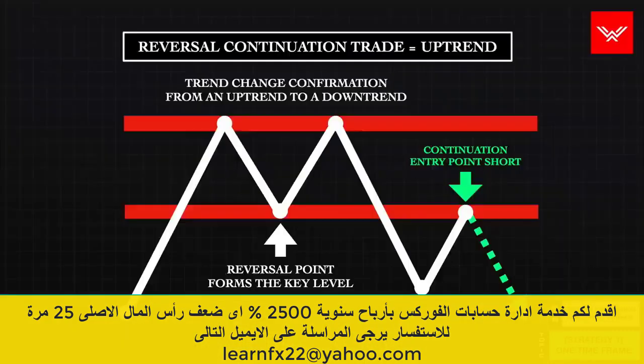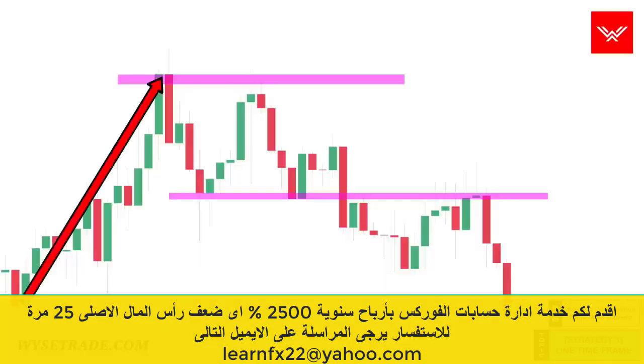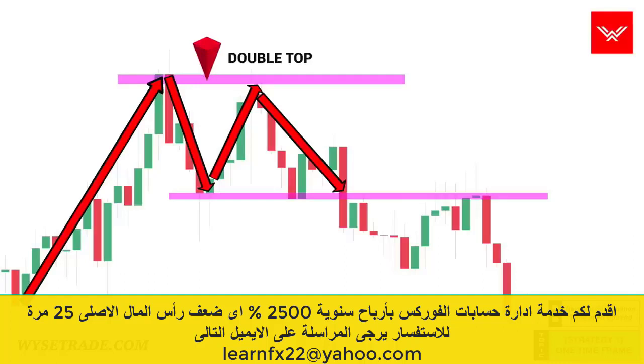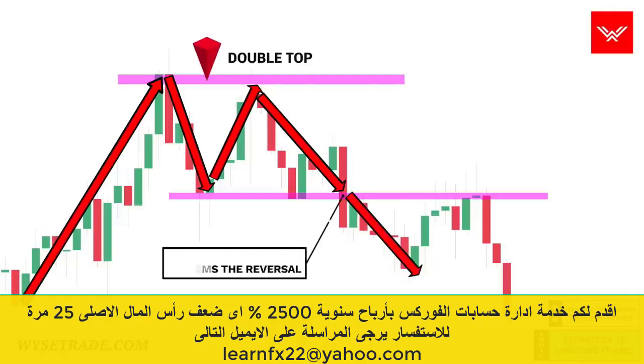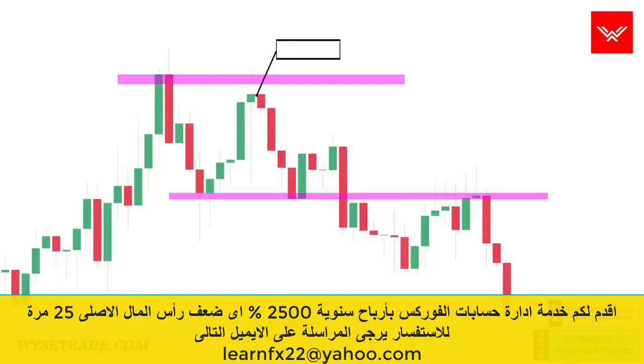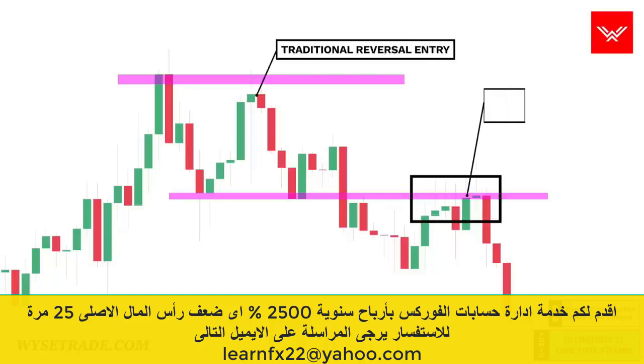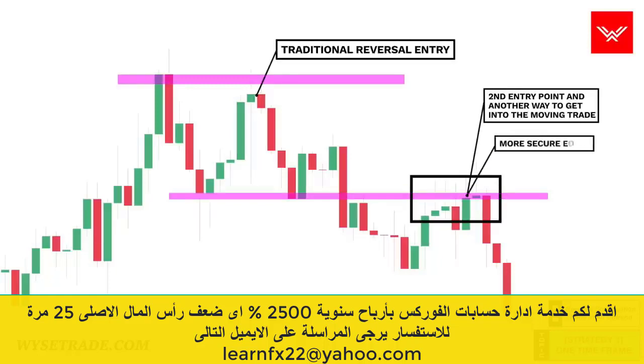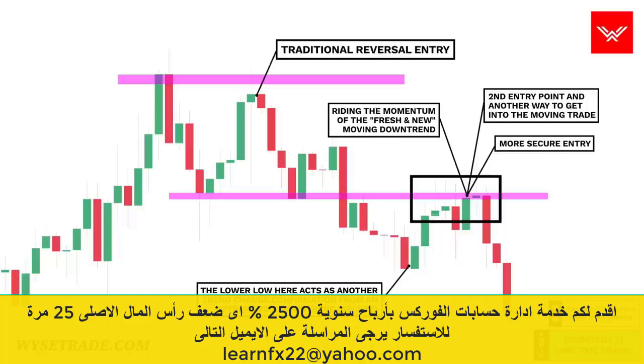So next, a reversal continuation trade in an uptrend. Here is the anatomy of the variation. Now on the charts, you first had your moving uptrend before a double top formed, followed by a break of the neckline, confirming the reversal from an uptrend to a downtrend. So your traditional reversal entry took place up here, but this second entry here acts as another way to get into the reversal trade and is a more secure way to do so because price has already formed the lower low here and you would be riding the momentum of the fresh trend change.